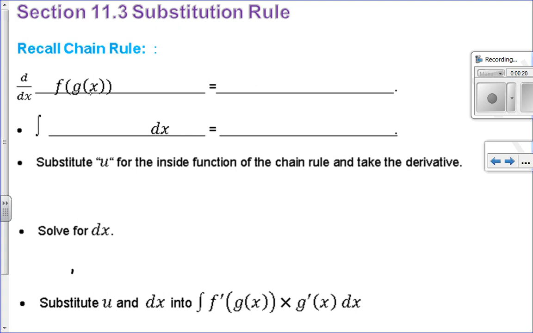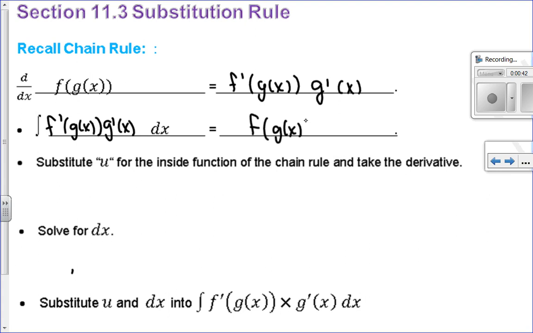The derivative of f of g of x would be the derivative of the outside, keeping the inside the same, multiplied by the derivative of the inside. So using what we know about derivatives and antiderivatives, that would mean that the integral of f prime of g of x multiplied by g prime of x dx would just be f of g of x plus c. I want to find a way of simplifying this process.